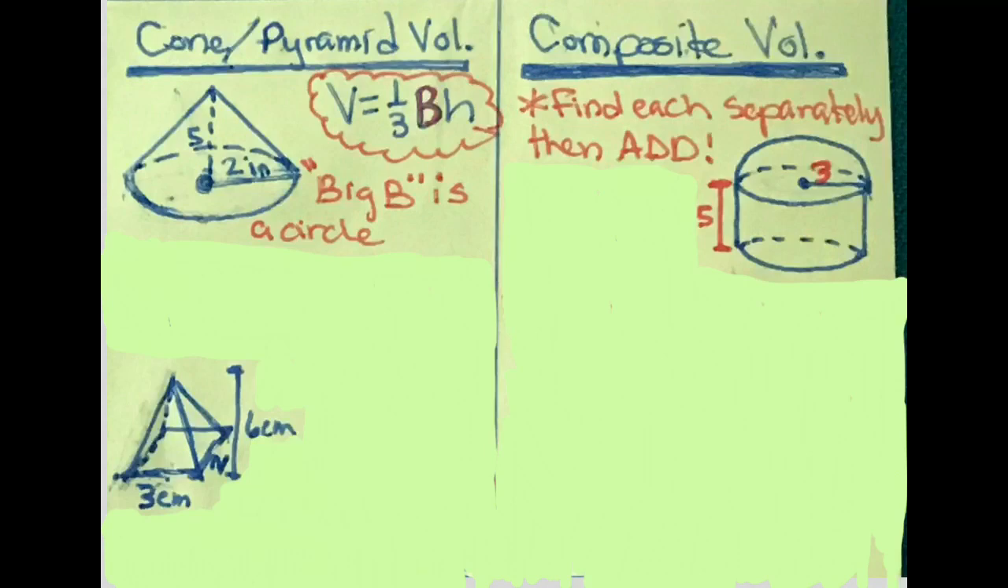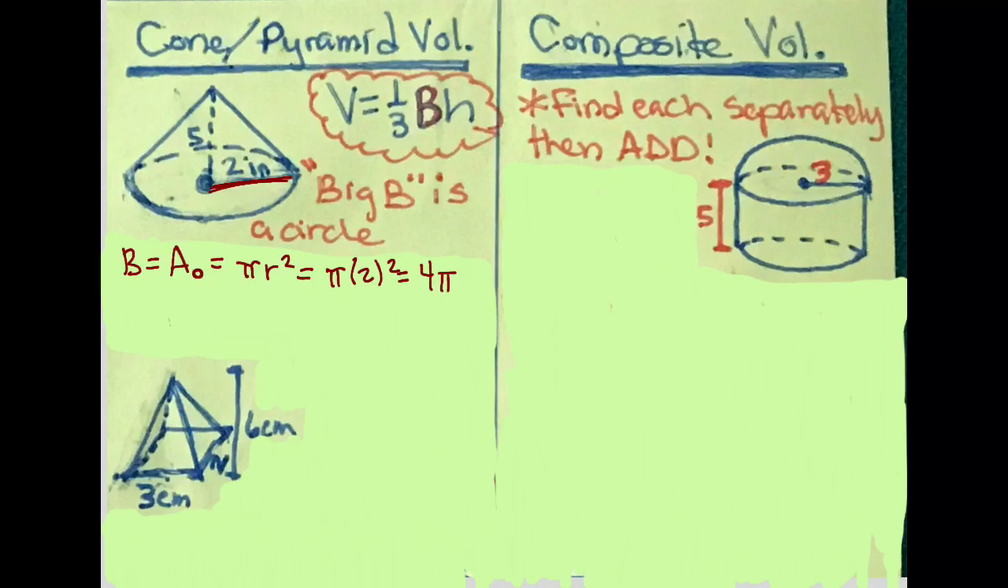Notice that your big B here is a circle, so your big B is equal to the area of a circle. The area of a circle, if you look at your formula sheet, is pi r squared, which in this case, our radius is 2, so pi times 2 squared, which is equal to 4 pi. So that's our big B.